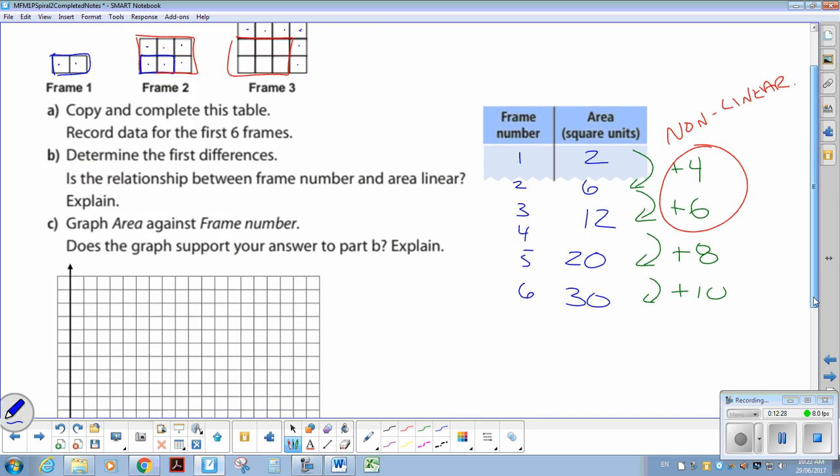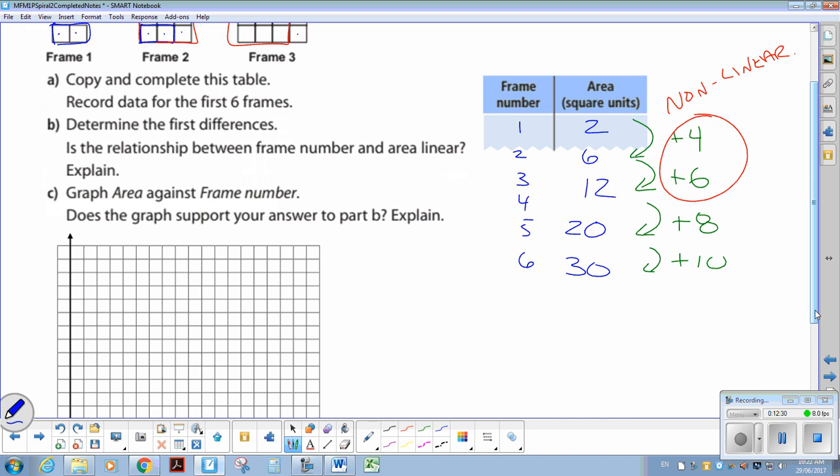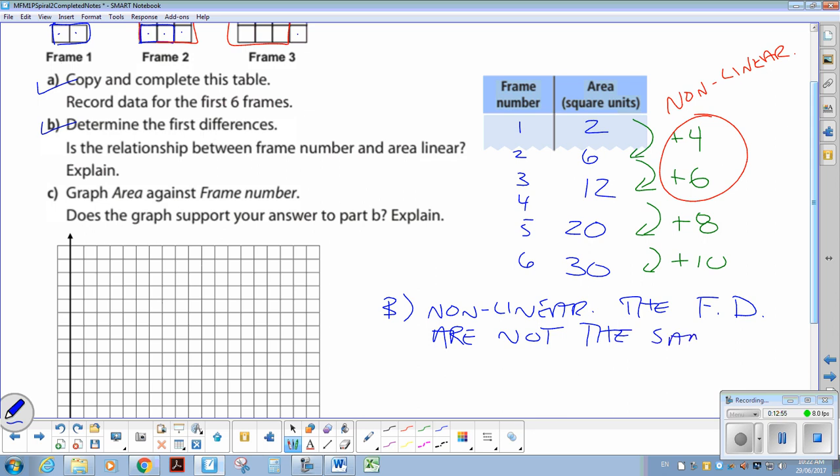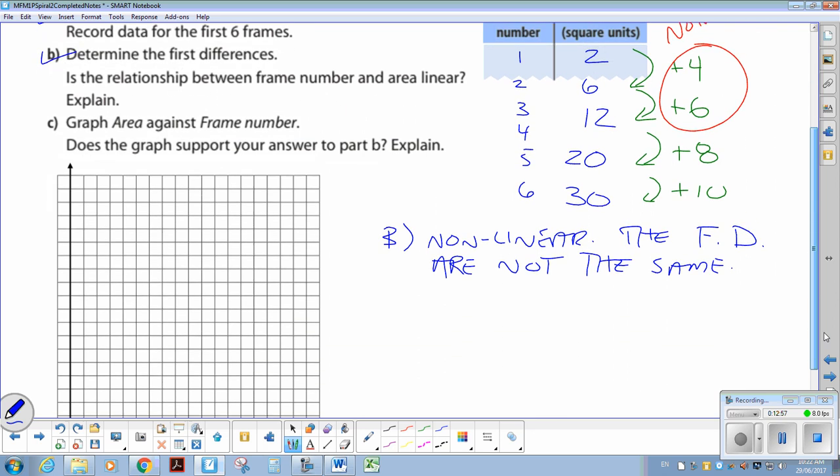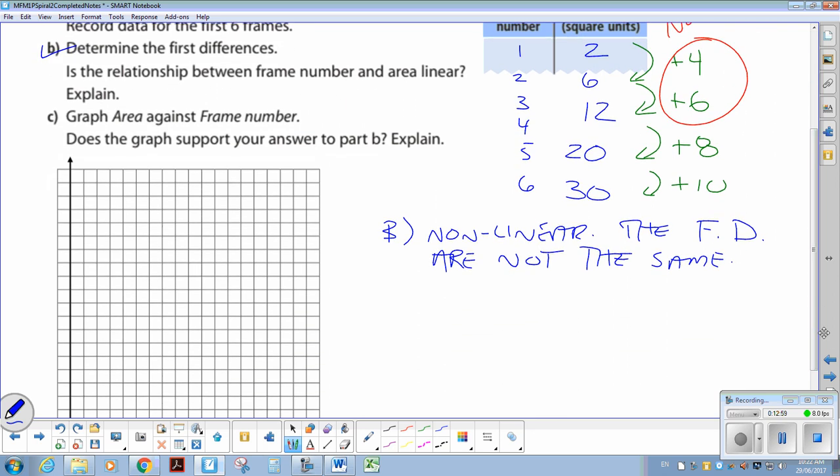All right, so copy and complete the table. We did that. Determine the first differences. We did that. Is there a relationship between frame number and linear area? Okay, so down here for B, nonlinear. The first differences are not the same. All right, so we did that.